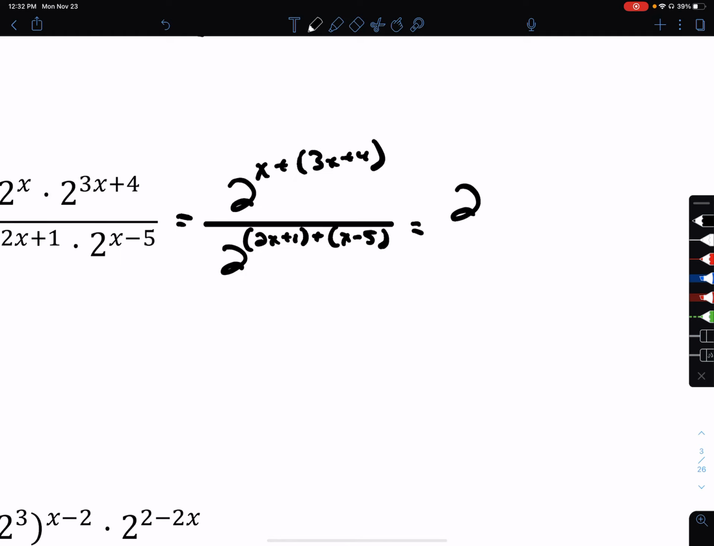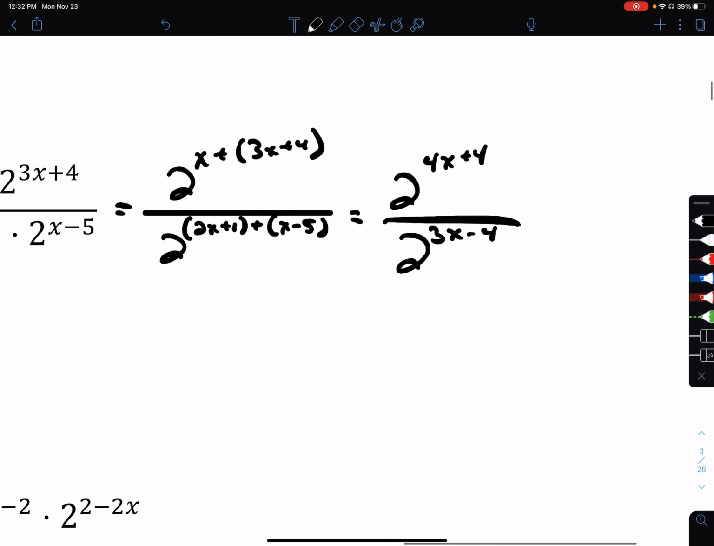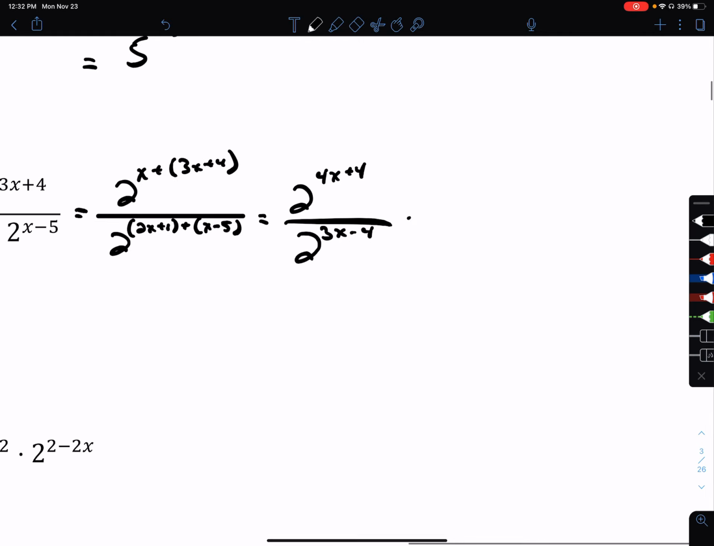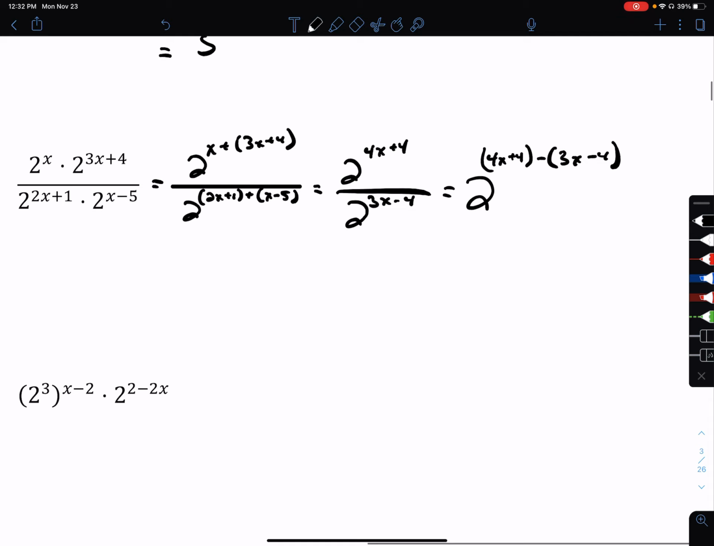So on the top, we're going to get x plus 3x is 4x, plus the constant 4. On the bottom, we have a base of 2. 2x and x is 3x, and a plus 1 and a minus 5 is a minus 4. Now, using the quotient property, we are dividing with the same base, so we write the base one time. We take the top exponent minus the bottom exponent. 4x minus 3x is x. 4 minus a negative 4 is like 4 plus 4, which is 8.